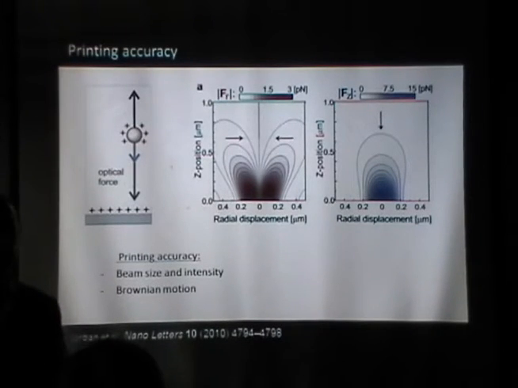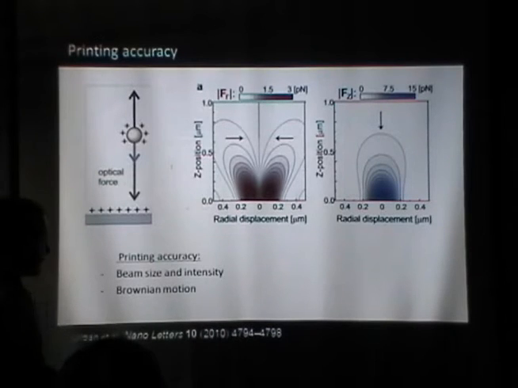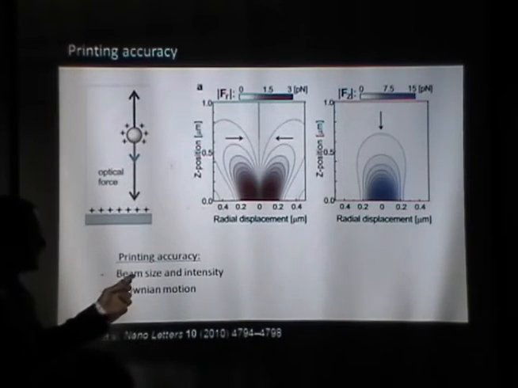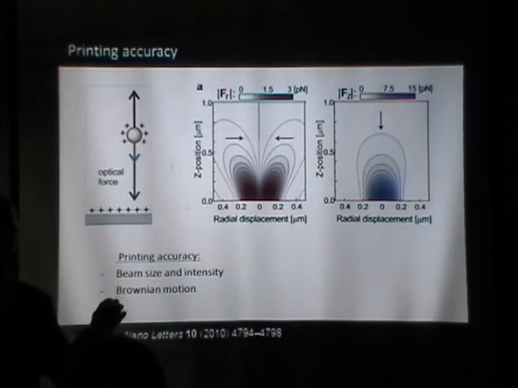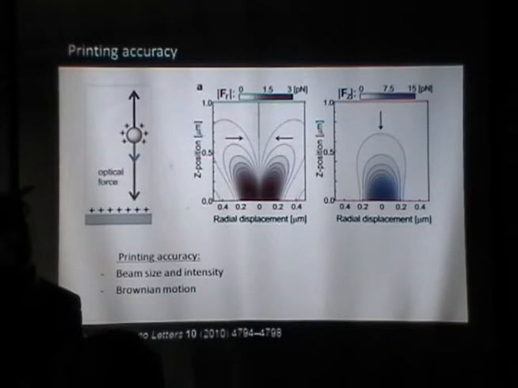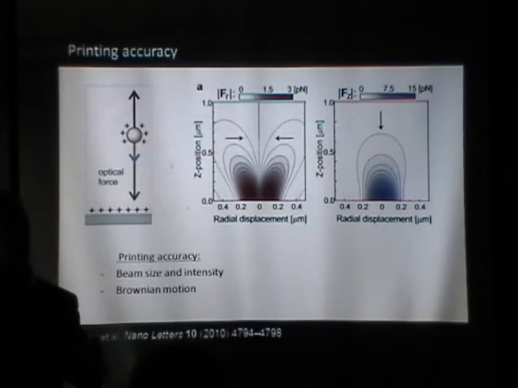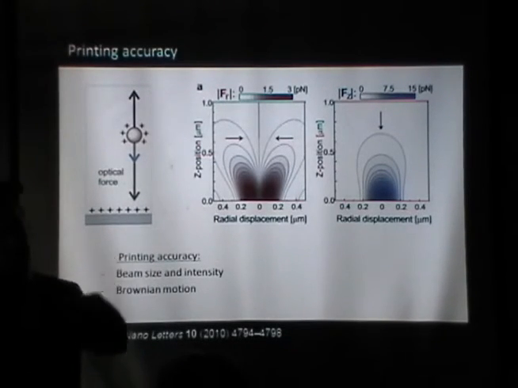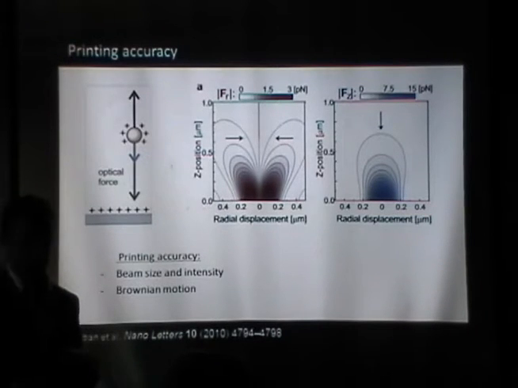You can increase the viscosity of the solution. Actually, since you have to overcome this barrier, if you use a very low laser intensity, you will print nanoparticles only at the very tip of your Gaussian beam, right? Because that's where the intensity will be strong enough to push them.